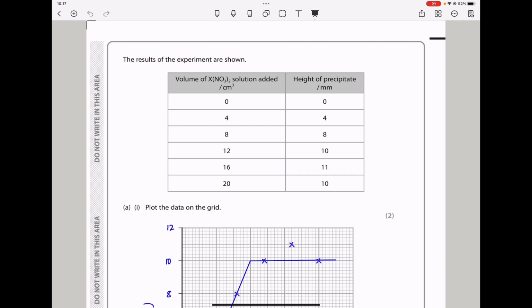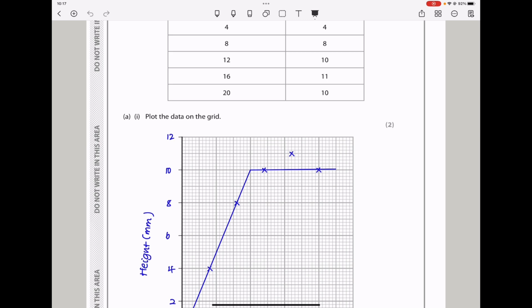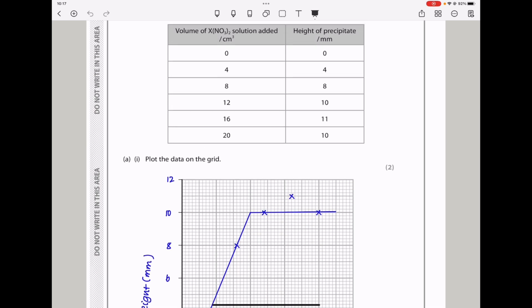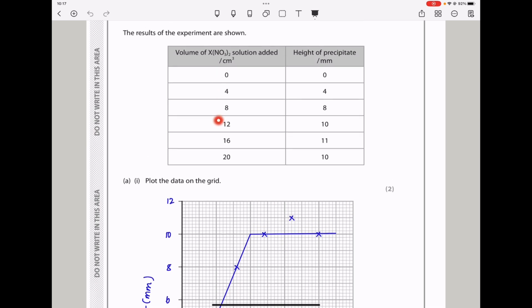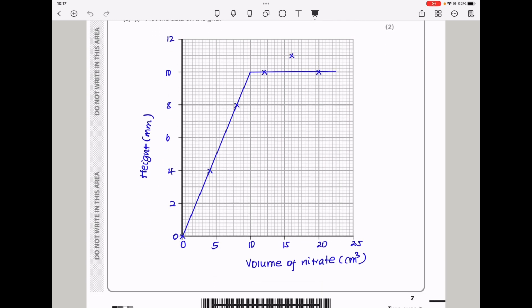So the results of the experiment are here in the table. We see the volume of the solution is increasing as we see the height of the precipitate increase. The first part says, plot the data on the grid. Now we know which one is the independent variable. It's going to be the volume of the solution that is changing, and then the height is going to be what we measure. So the height is going to be on the vertical axis, and the volume of the nitrate is going to be on the x-axis.